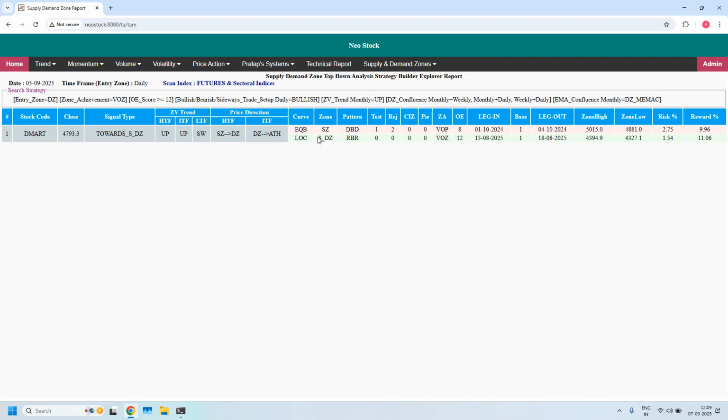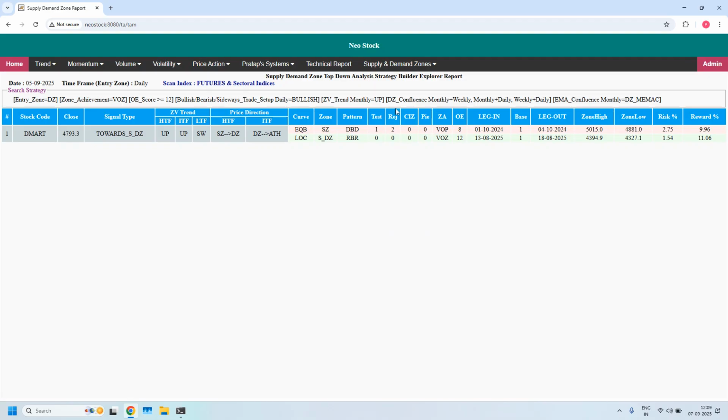That way, this daily demand zone might be having more high probability to get success, provided less than 20 checklist items are satisfied. Otherwise, there are higher chances of zone violation. So this is monthly income trade, bullish trade setup.